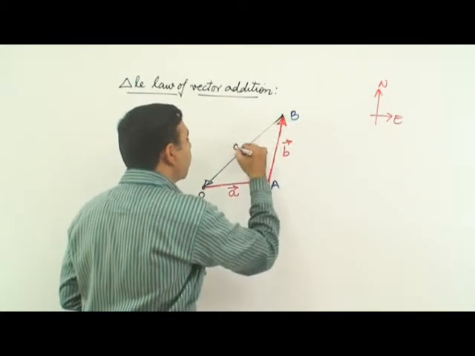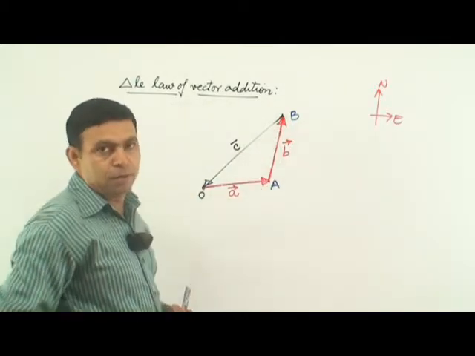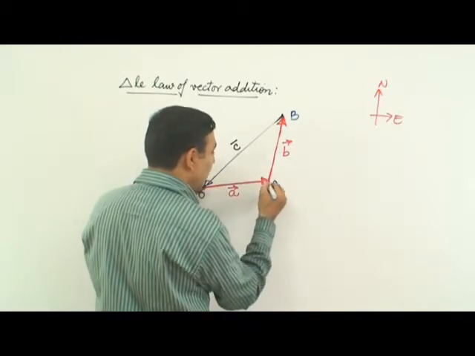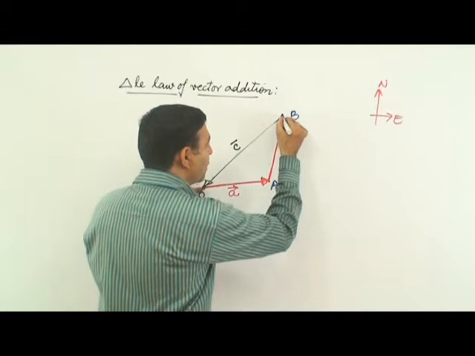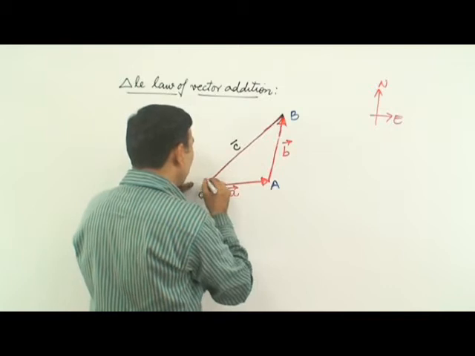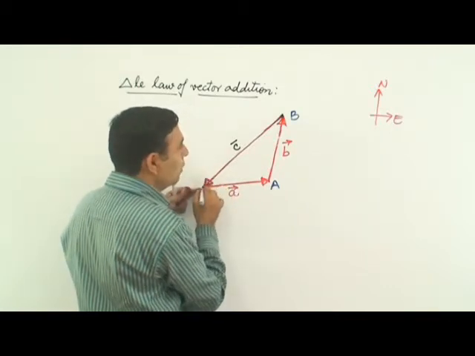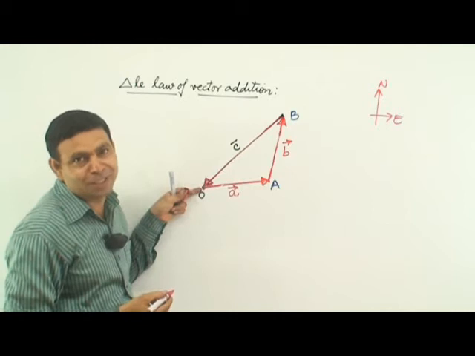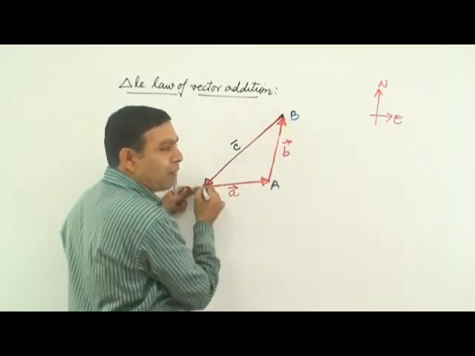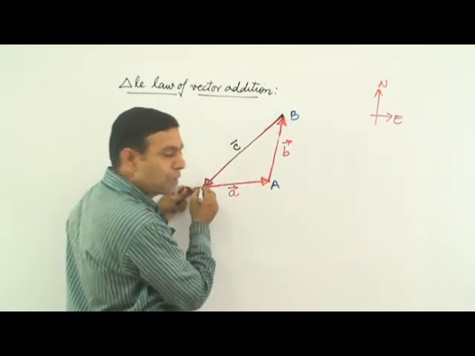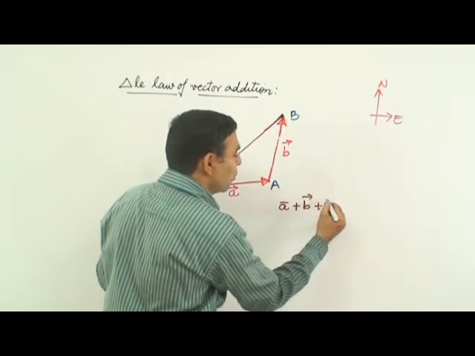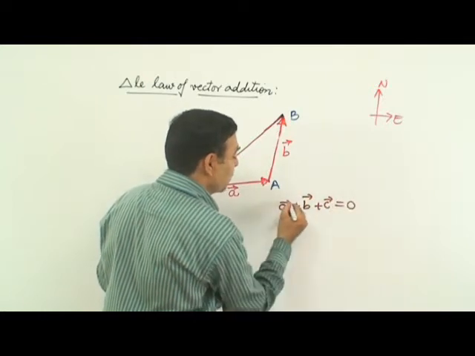Let this return displacement from point B back to point O be called C. Fine. Initially you are at this point, you travel this much to reach point A, then this much to reach point B, then you return all the way to point O again, to your residence, back to your home. How far are you from your residence? Obviously 0. That means A plus B plus C is going to be 0, or null vector I should say.